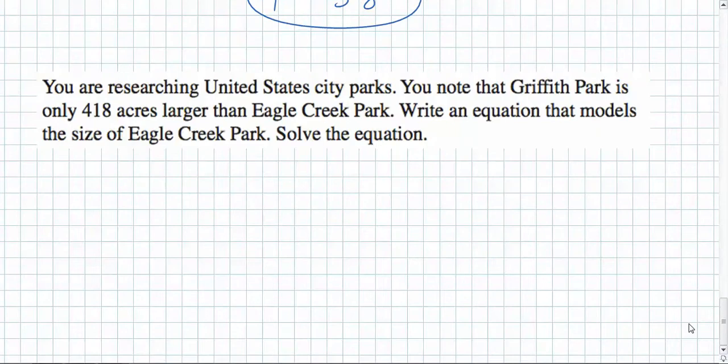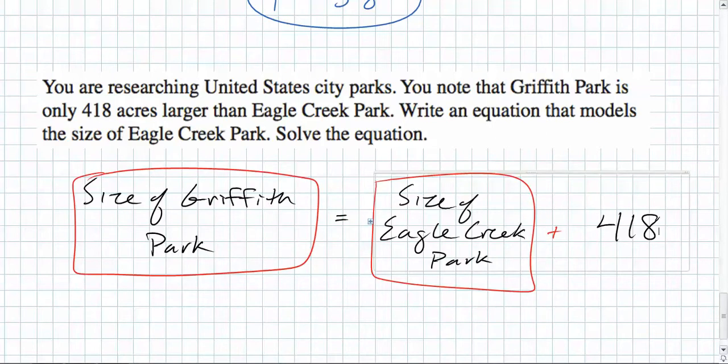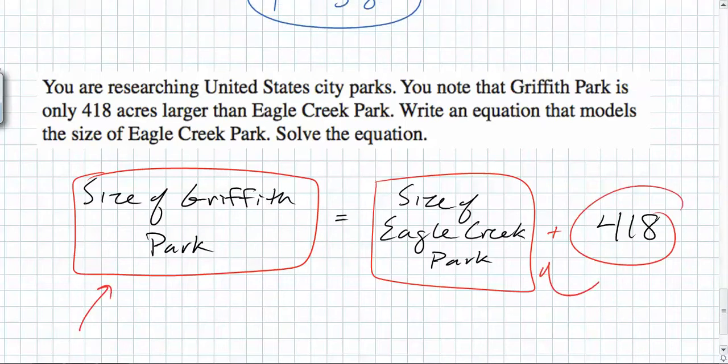Here's another question we could do. You are researching United States city parks. You note that Griffith Park is only 418 acres larger than Eagle Creek Park. Write an equation that models the size of Eagle Creek Park. So we need to set up a verbal model. So we know that the size of Griffith Park, right here, has got to be 418 greater than, so added to the size of Eagle Creek Park.